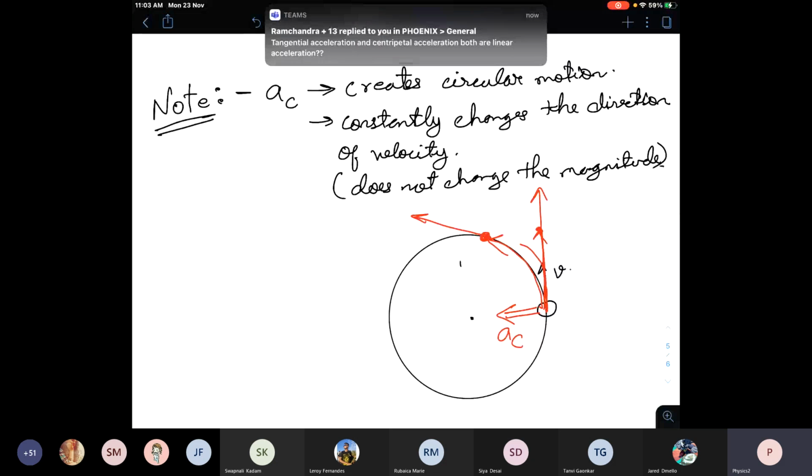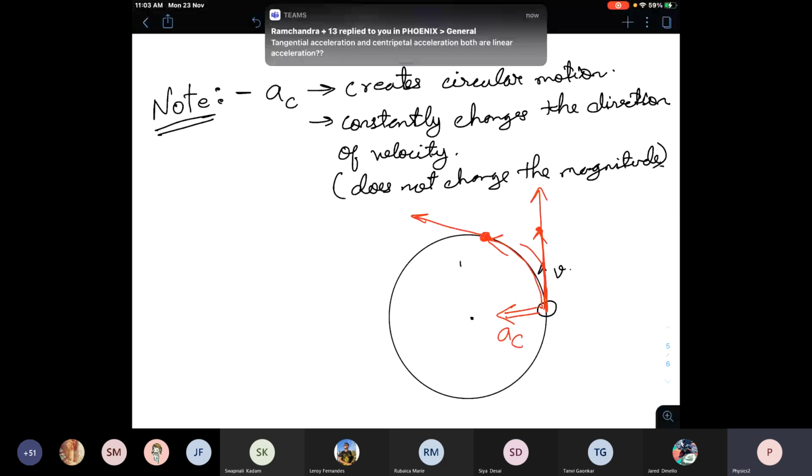Yes. Tangential and centripetal acceleration are both linear accelerations. You have to remember this. Okay, I guess I have not written SI unit over here. SI unit you can write it over here. SI unit is meters per second square for this also. Dimension of tangential is LT minus 2 only.